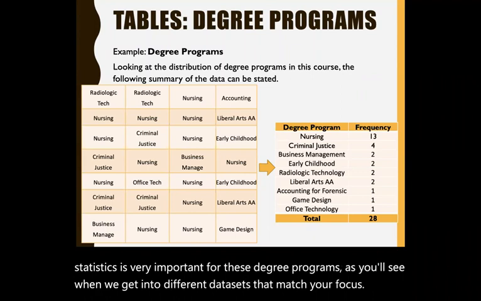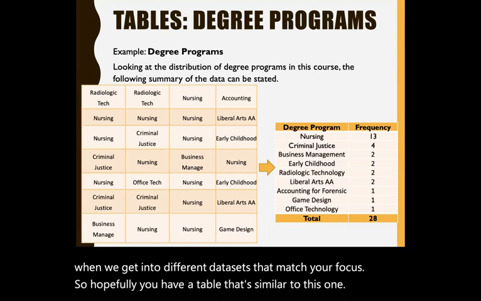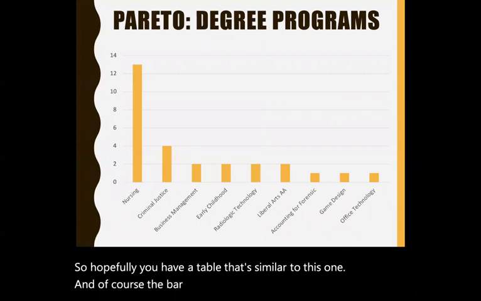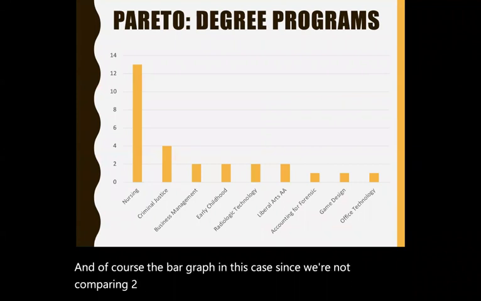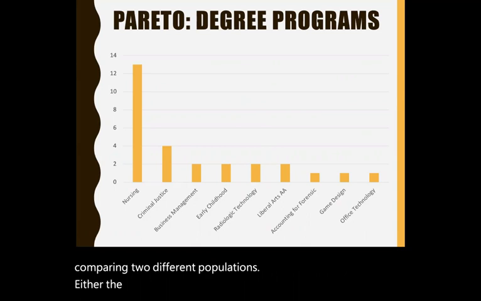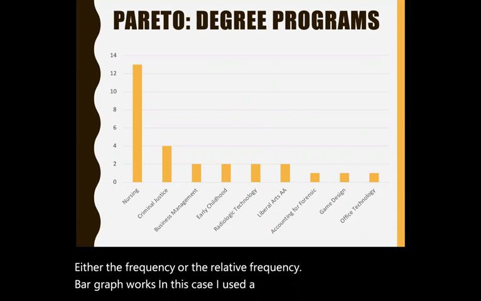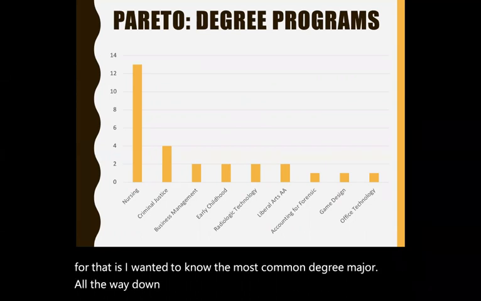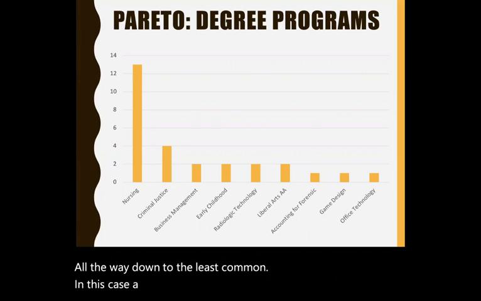So hopefully you have a table that's similar to this one. And of course, the bar graph, in this case, since we're not comparing two different populations, either the frequency or the relative frequency bar graph works. In this case, I used a Pareto chart. And the reason for that is I wanted to know the most common degree major all the way down to the least common. In this case, a pie chart wouldn't make a lot of sense because there's a lot of different categories.